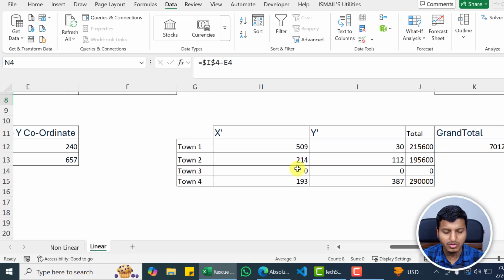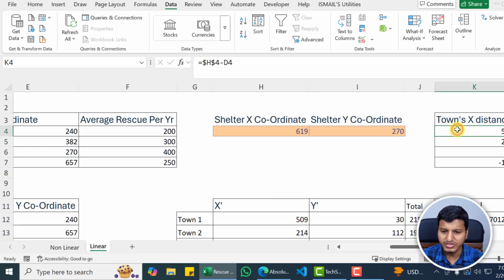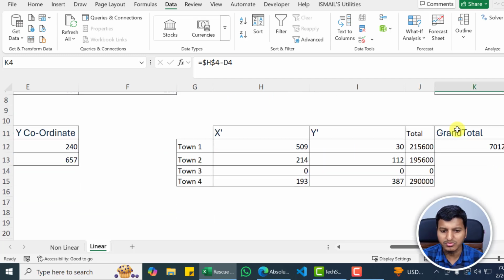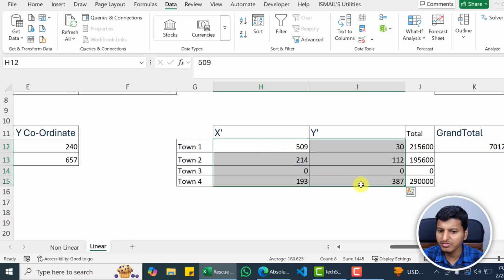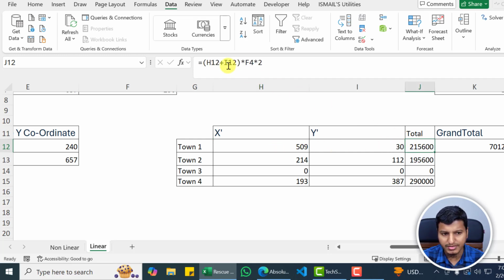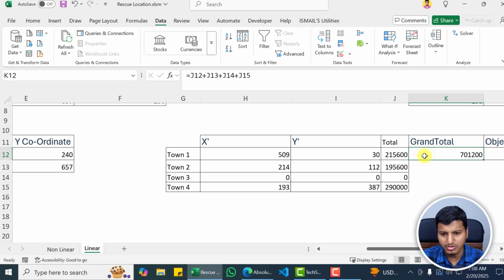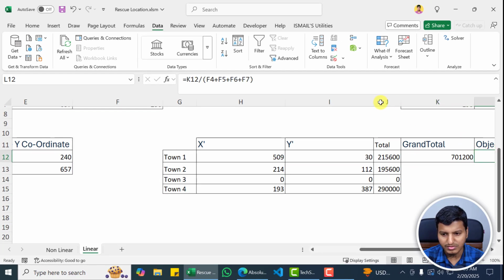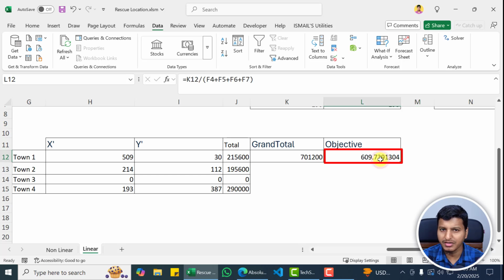Now, as you know, we need to add one variable for each of the towns and we need to add two constraints, right? So that is the x prime. This is for town 1. And these are decision variables now, and we will get this value by adding the constraint. Okay, and then at the end, as you can see, we get this distance, then we get the total distance, then we get the average distance per rescue, right? So this is our objective function.